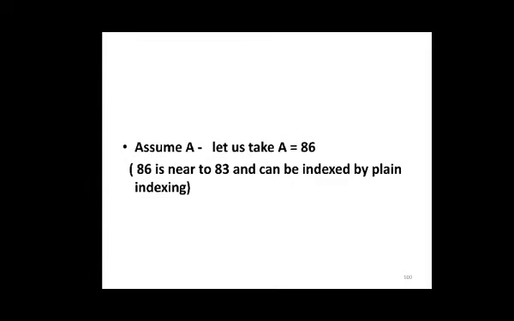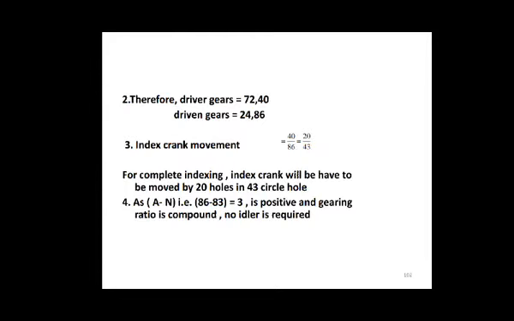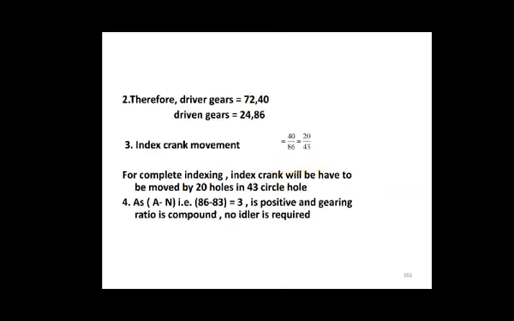So gear ratio, this is what we put in the formula, and we got this. Therefore the driver gears are 72 and 40 and the driven gears are 24 and 86, and this is the index crank movement, 40 upon 86, which is equal to 20 upon 43.